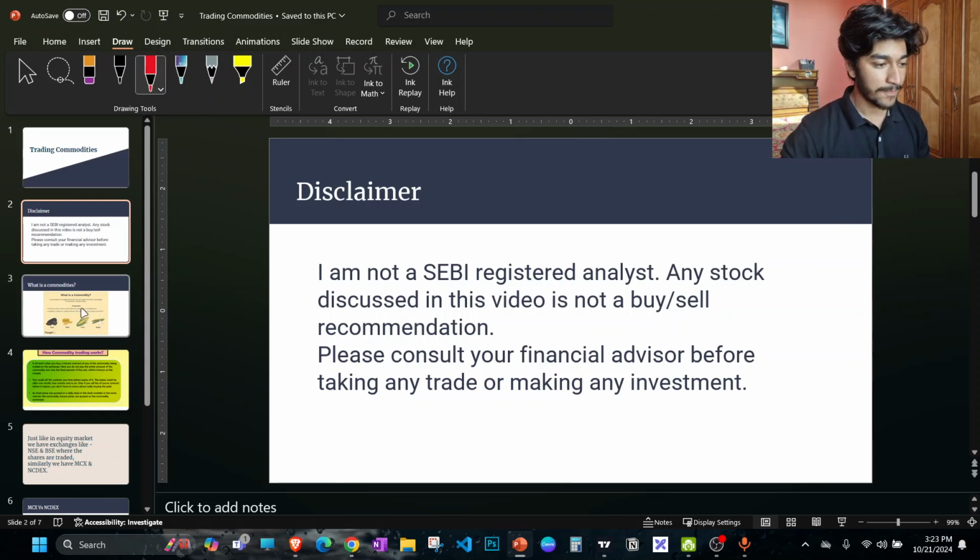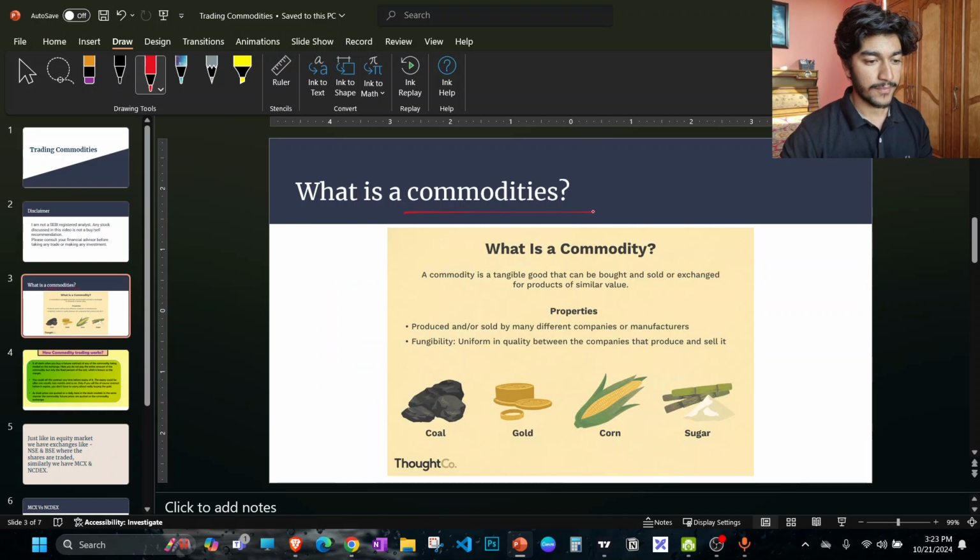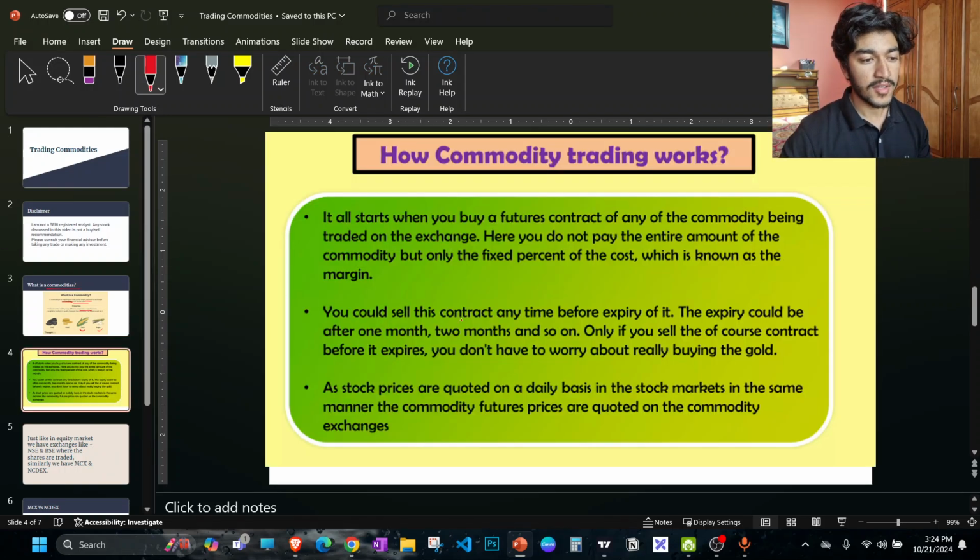So let's get started. So what is a commodity? Right. A commodity is a tangible good that can be bought and sold or exchanged for a product of similar value, and sold by different companies or manufacturers. Like your coal, gold, corn, sugarcane, wheat, all of these are commodities that can be traded, bought and sold, right?